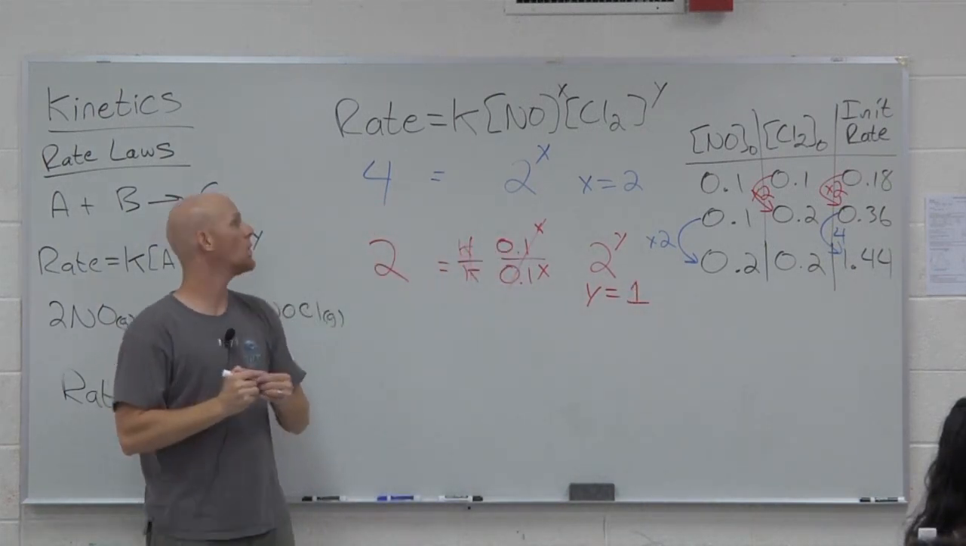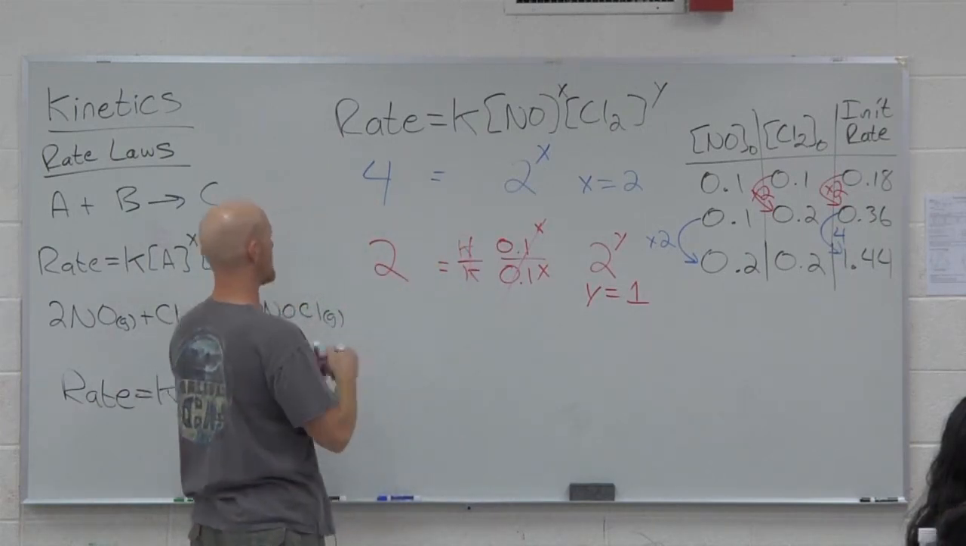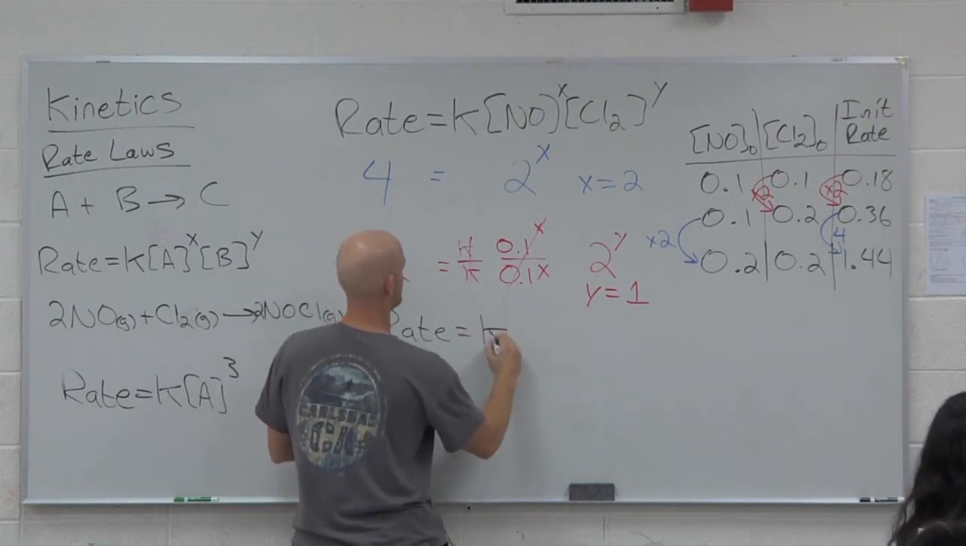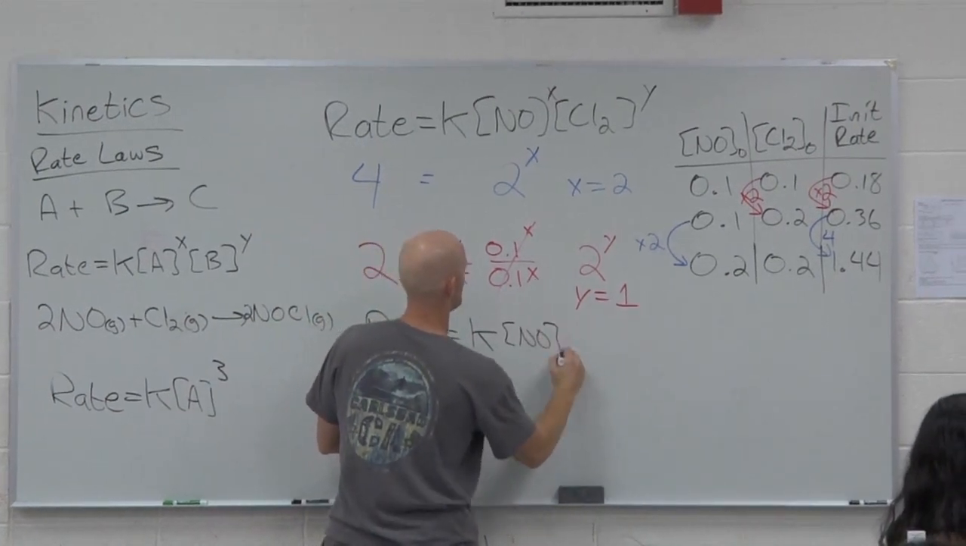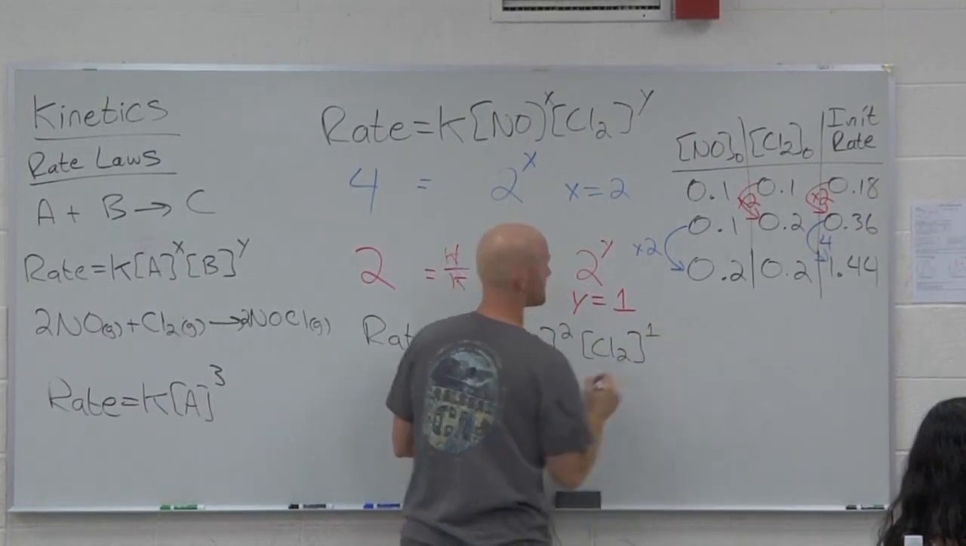What's the overall order then for this lovely reaction? 3. If we look at that rate law now, we now know that the rate equals K times NO to the second power times Cl2 to the first power.